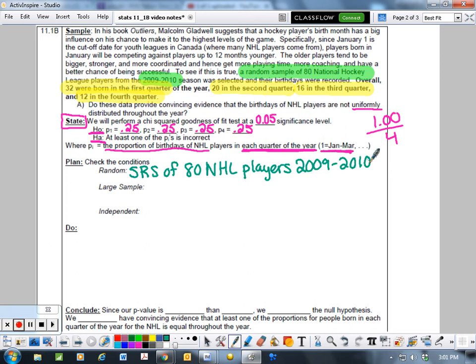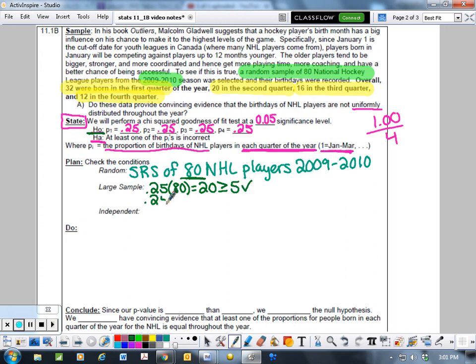Okay, now large sample. So this is what we expect to have happen. Now we're going to go back to this idea of our H0 based on our total amount of people. We had 80 people, so we'd expect 1/4 of the 80 people, which is 20, to be born in the first quarter. So I just have to check and make sure that's greater than or equal to 5, and I do that for each one.